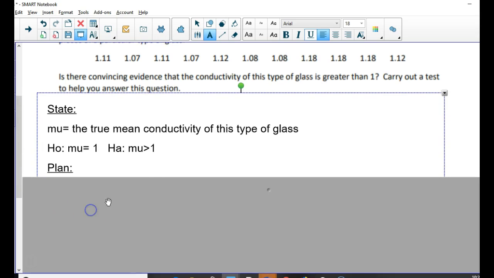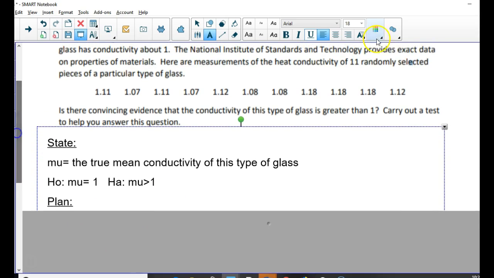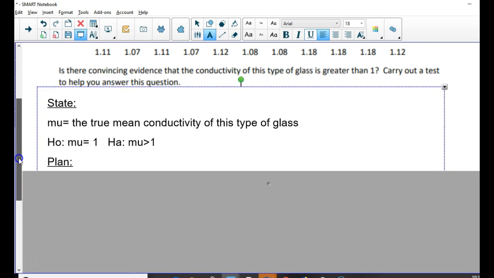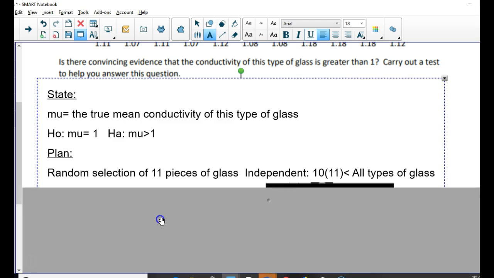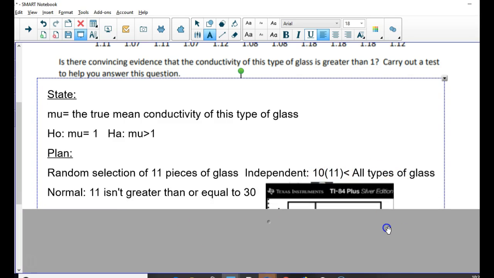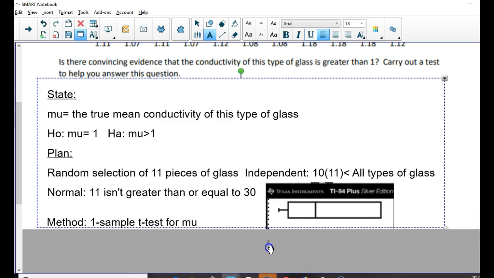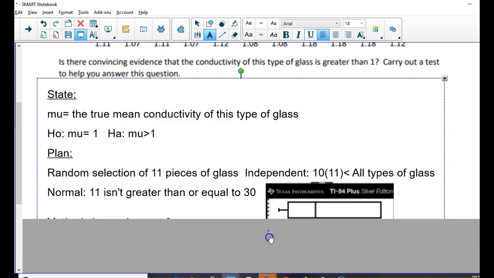First one, random. They do state that it's a random selection of 11 pieces of a particular type of glass. Independence. We want 10 times the sample size to be less than all types of glass. Normal. 11 isn't greater than or equal to 30 by the CLT, so we need to graph in our calculator. We sketch the graph. If we fold it in half right here, it's symmetric enough, with no outliers, and I should have typed that.